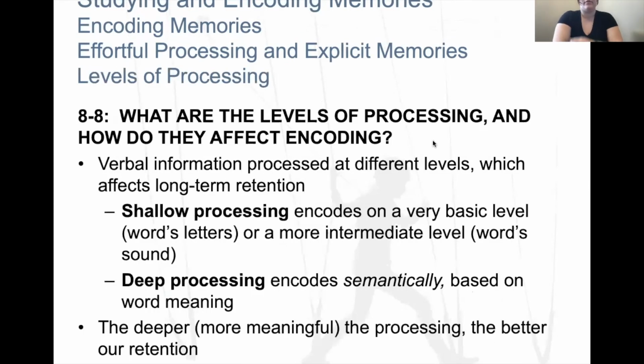Okay, so what are levels of processing and how do they affect encoding? We're actually going to stop here. This is going to be where we're going to pick up in chapter 8, lecture part 2. We have about 30 more slides in this lecture. We're going to stop there. Again, if you're following along, we are stopping at 8.8, which is levels of processing and encoding.